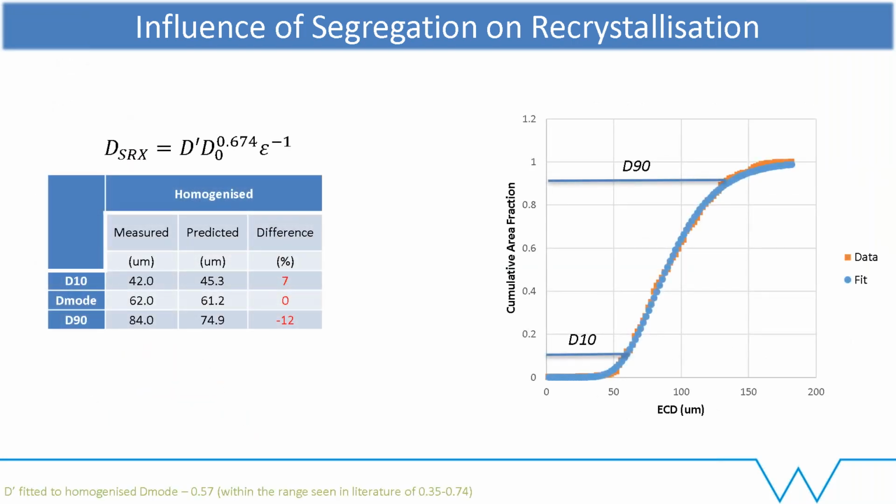If we try and understand this, we've got the classic equation for predicting grain size of static recrystallization here. If we apply it to the homogenized sample, you can see the difference here. We predict the D10, the mode, and the larger grain size in the distribution pretty well. That's not bad, considering we just have some fitting parameters here.